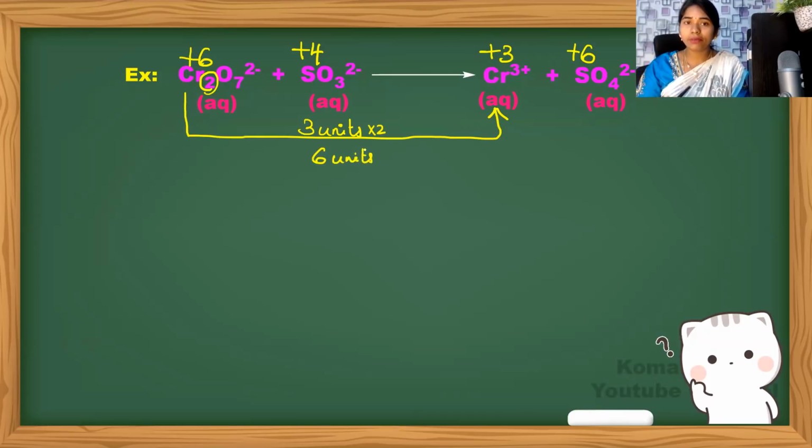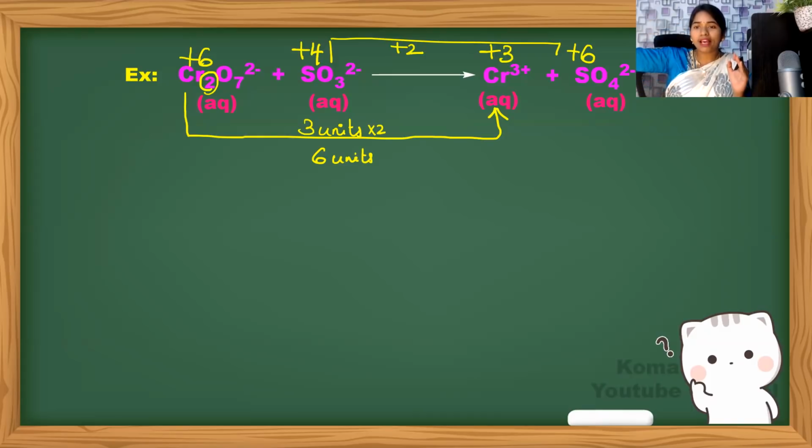Is it clear, everybody? And in SO3 2 minus, the oxidation number of sulfur is plus 4, and here it is plus 6. So what is the change from here to here? The change is 2 units, because plus 4 changed to plus 6. For 1 sulfur, 2 units is the change.